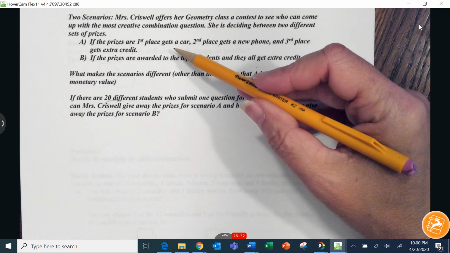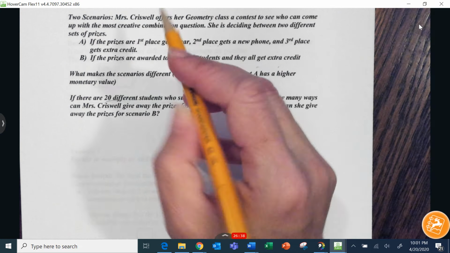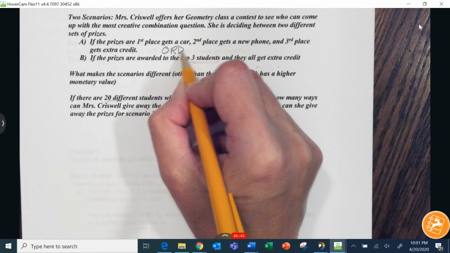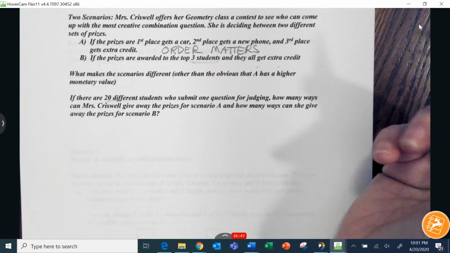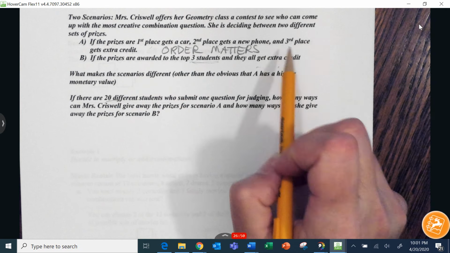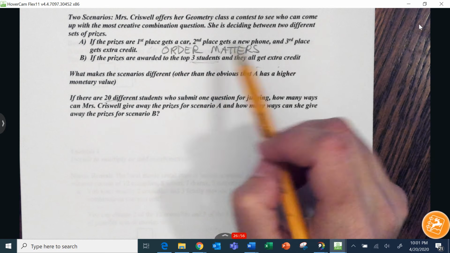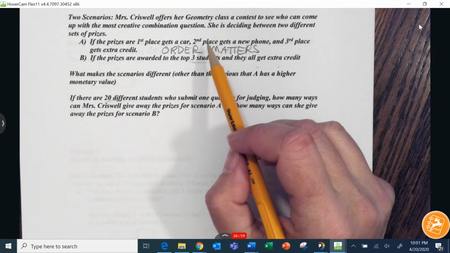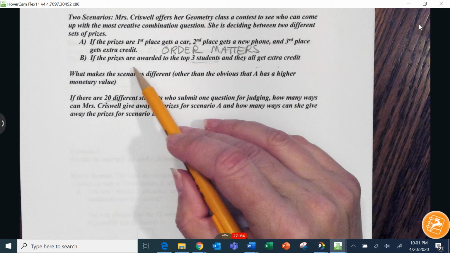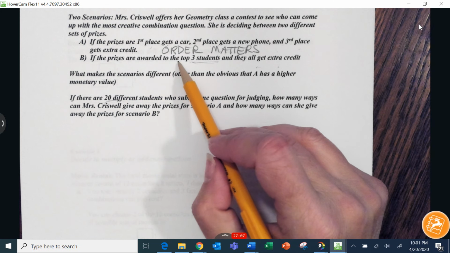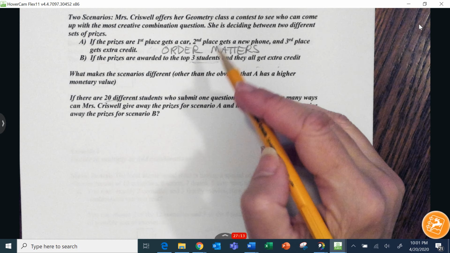In example A, it matters which person gets first, second, and third. In example A, order matters. Because if your friend gets first place and you get third place, those might not be the exact same prize. And if you get first place and your friend gets third, again, that's a different order. So order matters for these. But for scenario B, top 3, if you're the first person picked and your friend is the third person picked, you all get the exact same prize. So the order is not important for example B.